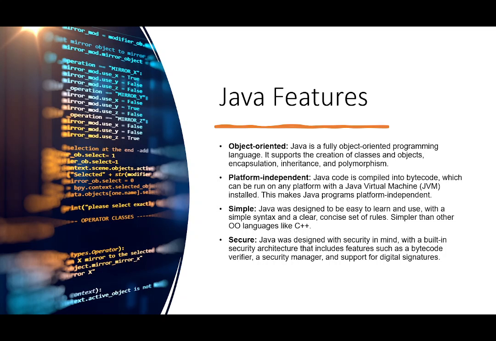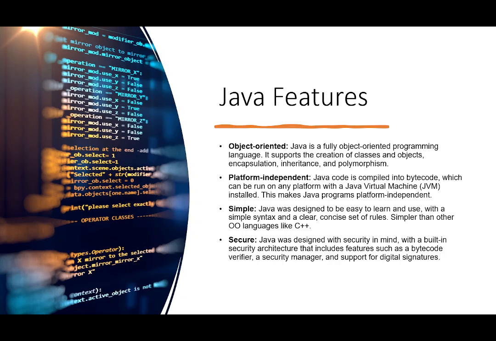So what are some of Java's features? Well, as mentioned before, Java is a fully object-oriented programming language. It supports the creation of classes and objects, encapsulation, inheritance, and polymorphism. We'll be going over really what that means when we get started coding, but if you have experience with other languages, I'm sure you have an understanding of what classes and objects are. If not, totally fine, very easy to pick up.